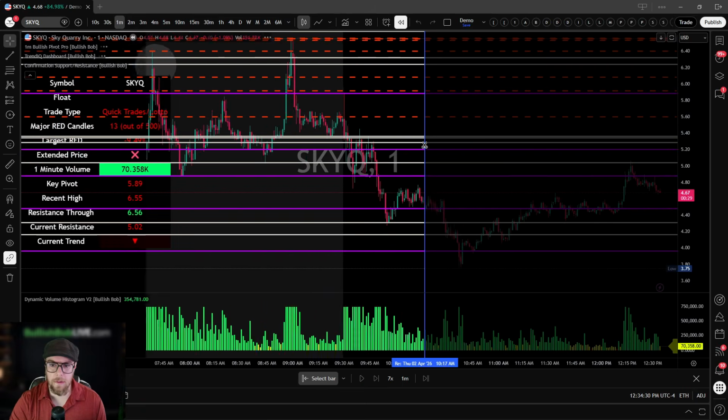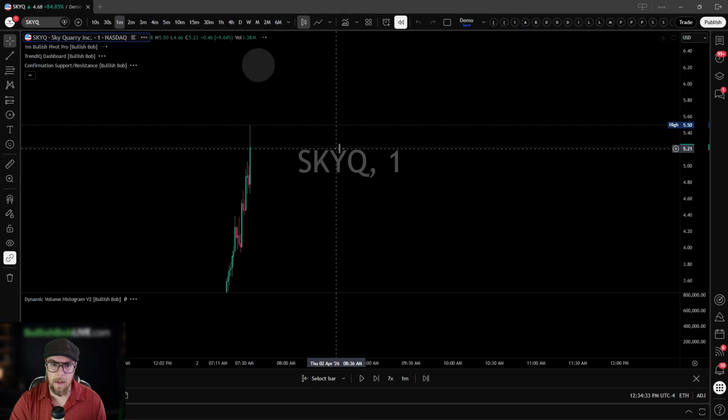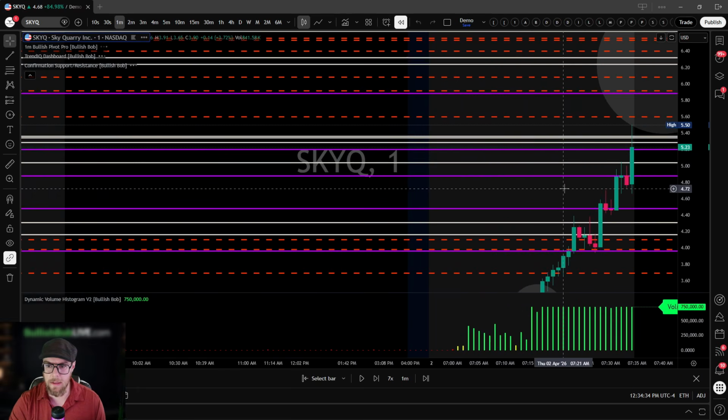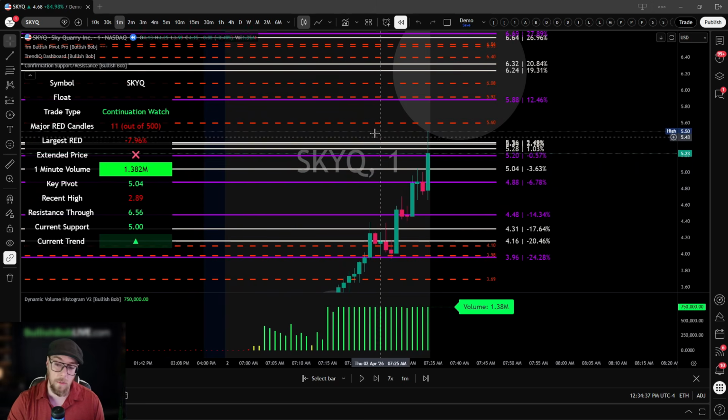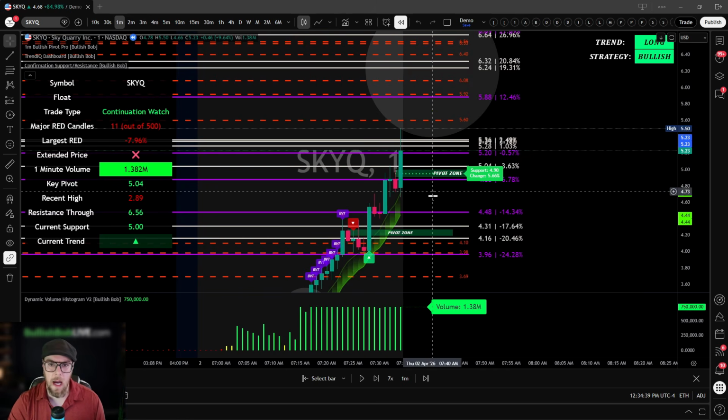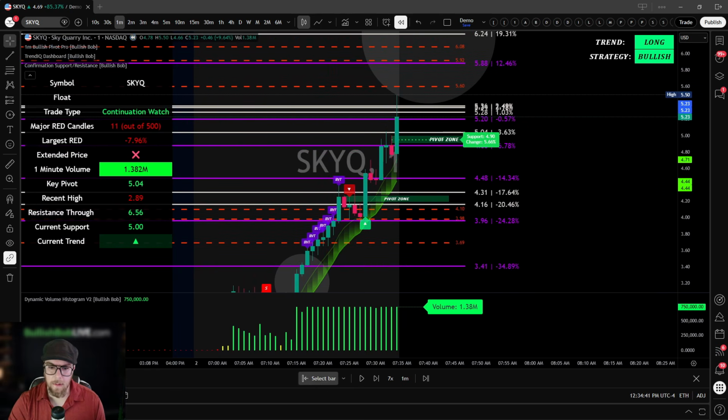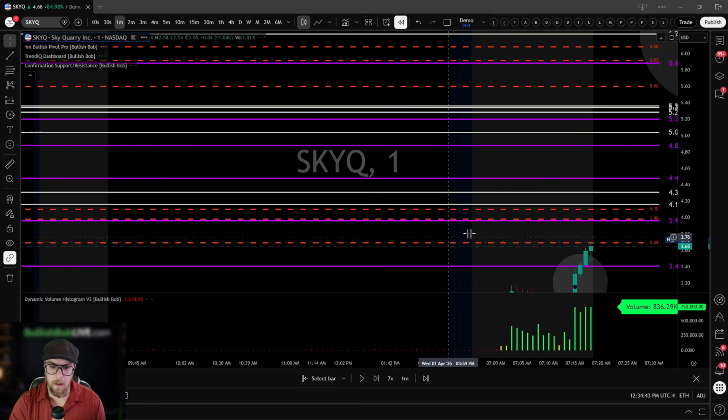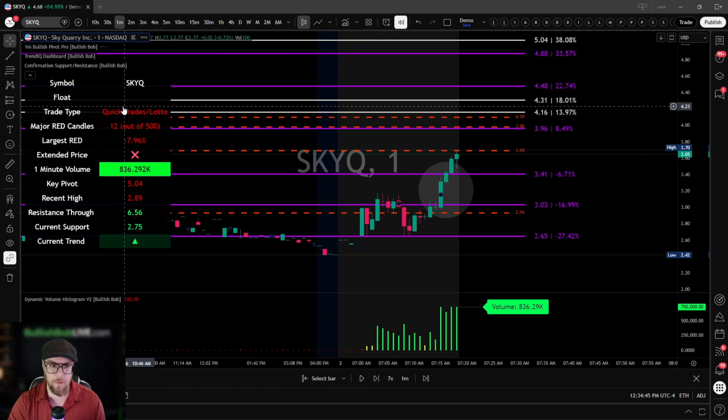Let's go back to this point, right before that ever happened. So let's go to here and see what happens. See what the trend IQ said here. Well, it still says continuation watch. I believe if we went a little farther back, let's see if I go farther back like here, I think it will show up as a lotto trade. Yeah, so there we go.